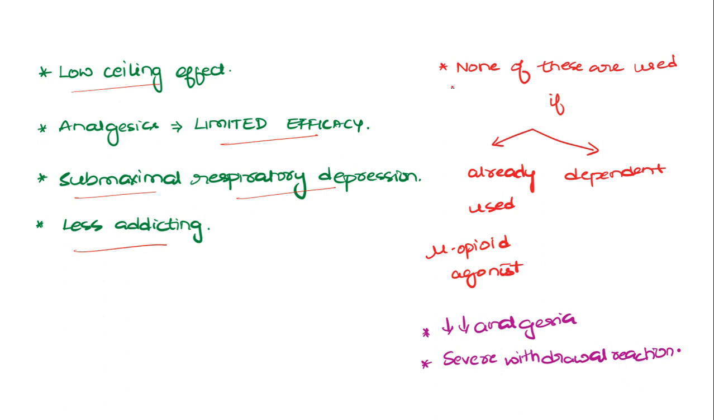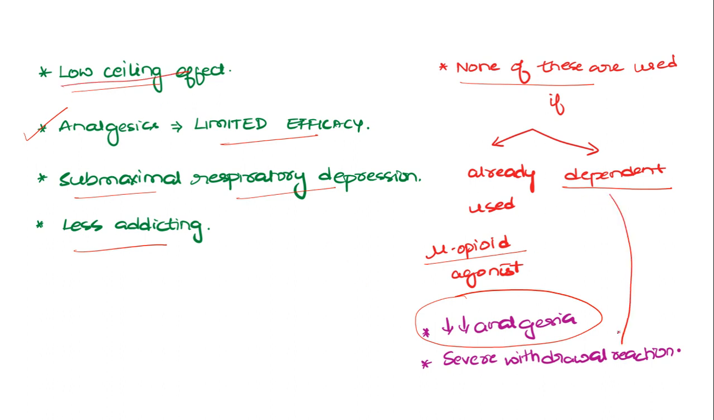And one more thing we should remember is none of these drugs should be given if the patient has already used any of the mu opioid agonists, or if the patient is opioid dependent, because it will reduce the analgesic efficacy. As I already said, this analgesic efficacy is limited because of the low ceiling effect. And also in case of dependent individuals, it can cause severe withdrawal reactions.